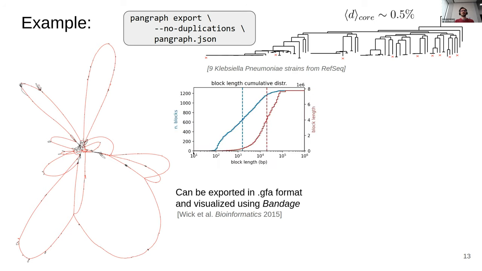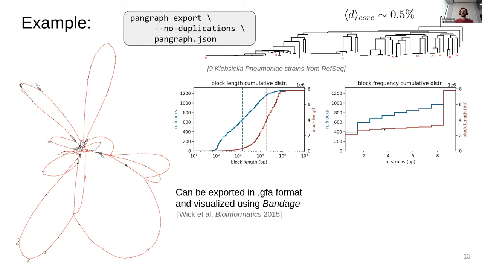And one can look at the distribution of the length of these blocks. So here, for example, the blue distribution is a cumulative distribution of block length. You see that in total for these 9 strains, where I'm considering genomes around 5 megabase pairs long, I have around 1,200 blocks, and half of them are bigger than a kilobase pair. But many of these blocks are actually short. So if I weight this distribution by block length, giving more weight to longer blocks, I see that if I look at the total amount of sequence in my graph, more than half of it is present on blocks that are around 20 kilobase pairs long.